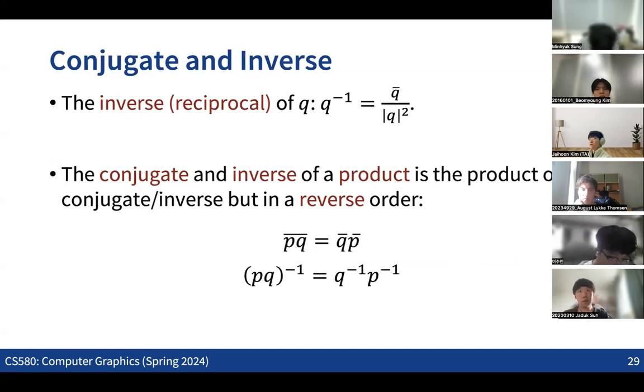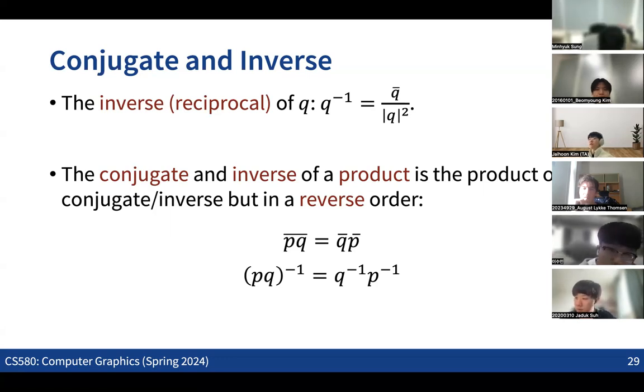We can also define the inverse. The inverse is a quaternion whose multiplication with the original quaternion becomes one, and the same the other way around. If we find this, it is the conjugate of the quaternion normalized by the squared norm. This means that if the quaternion is a unit quaternion, where the norm is one, then the conjugate is the same as the inverse of the quaternion. So for unit quaternions, the conjugate equals the inverse.